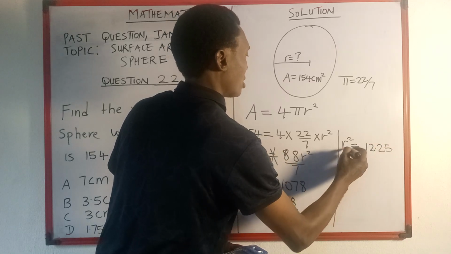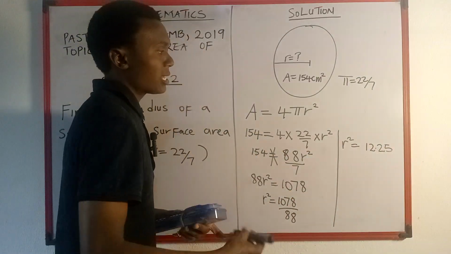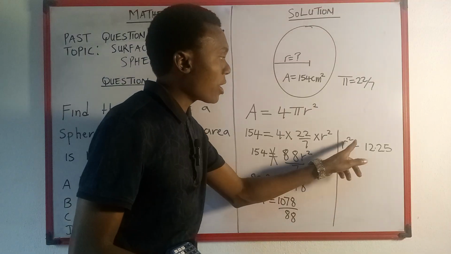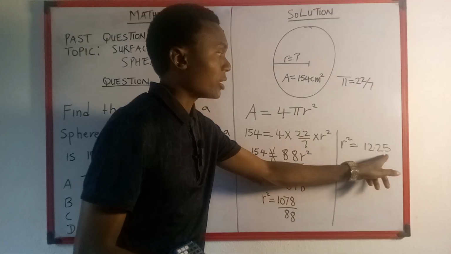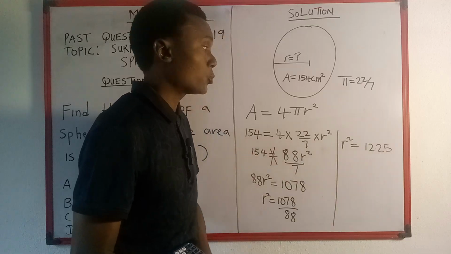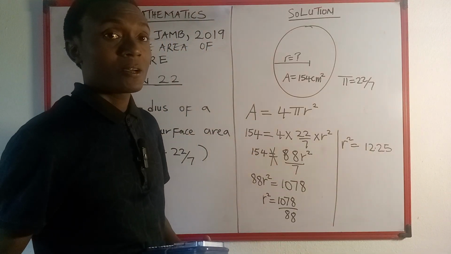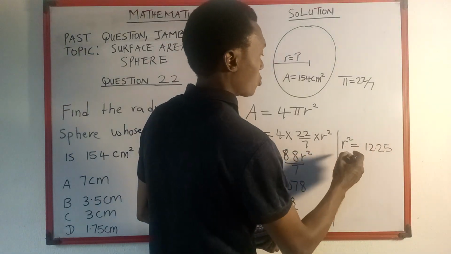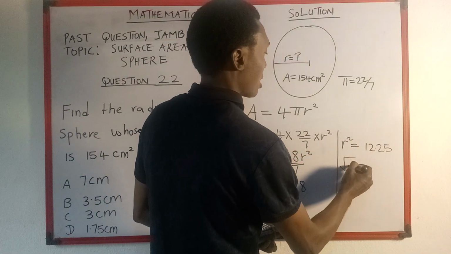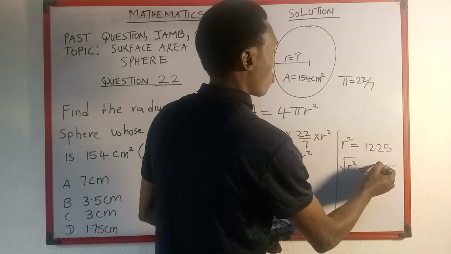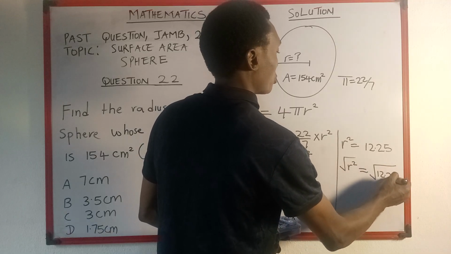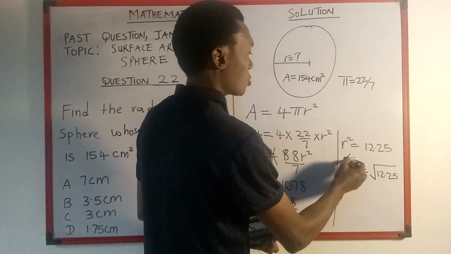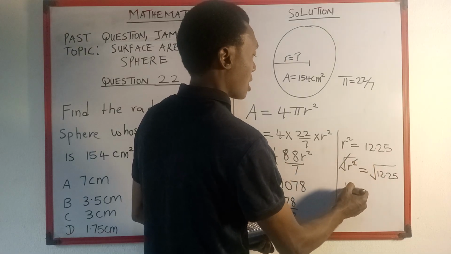Now when you get to this point and you are seeing something like this, there's a square here and there's a number here, okay, what do you do? You take square root of both sides. Once you take square root of both sides, this is what you're going to have. Square root of r square is equal to square root of 12.25. Okay, this will cancel this. What is left is r.